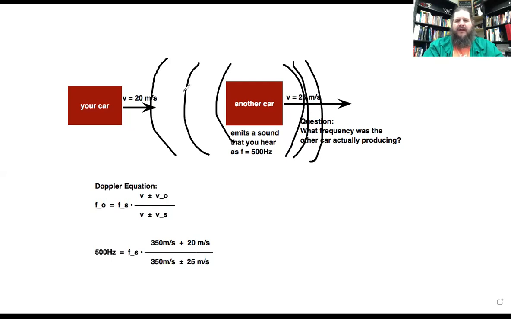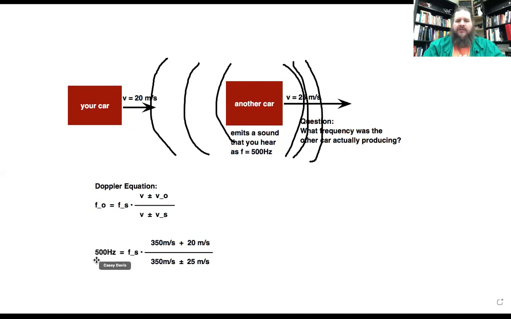You can also look at it as if the waves are spread further apart, then there's going to be fewer of them hitting your location per second. So we should expect the other car traveling away from you to result in a lower frequency. Again, looking at just the other car's motion in isolation, assuming for the moment that you're standing still. So we should expect this effect to create a lower frequency.